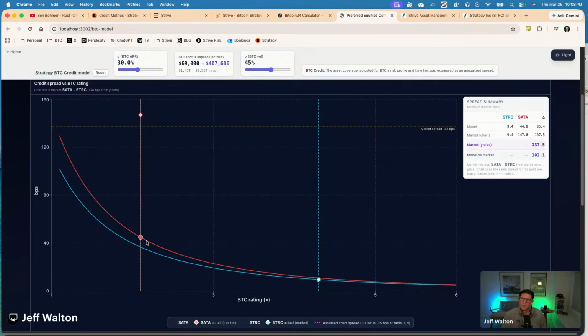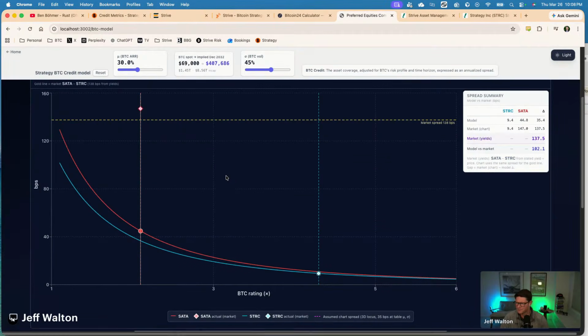But again, just wanted to point out a lot of people are looking at SATA and STRC relative to each other, which is interesting, but I think it's helpful to think about the relative risk profile compared to everything else, like how far of a tail scenario is it? And if you're comparing a very small tail scenario to a very small tail scenario, the actual credit spread, which we're pointing out here, mathematically is pretty small. Again, all this is based on the underlying assumptions, and none of this is financial advice.